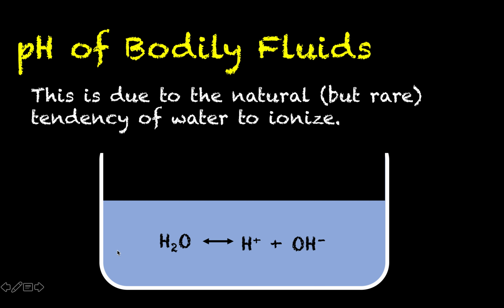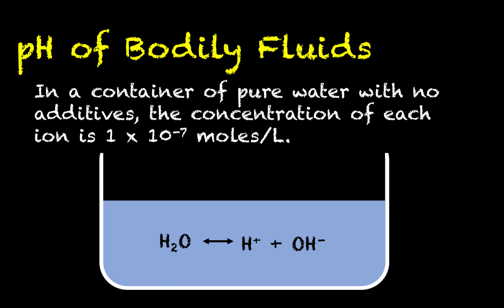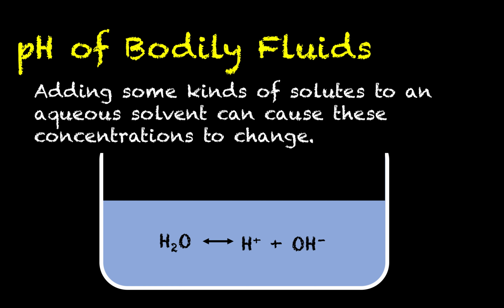Here you can see a container of water in which water ionizes into a hydrogen ion and a hydroxide ion. So in a container of pure water with no solutes, no additives, no nothing, the concentration of each of these types of ions is going to be 1 × 10 to the -7th moles per liter. So very, very low concentrations for both hydrogen ions and hydroxide ions in a container of just pure water.